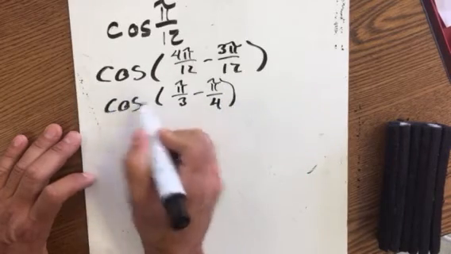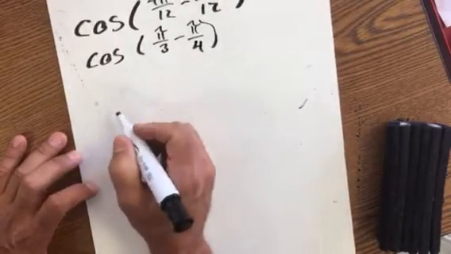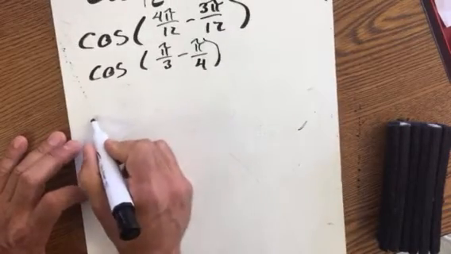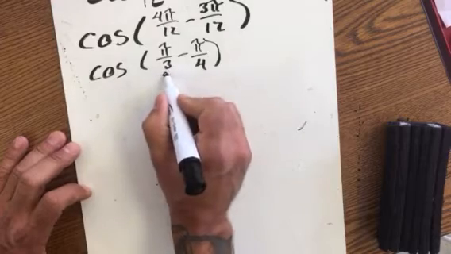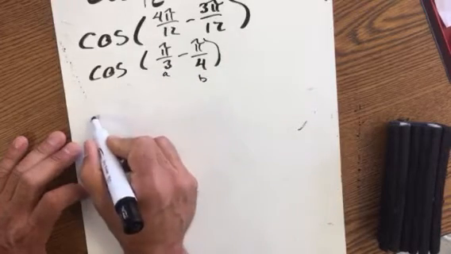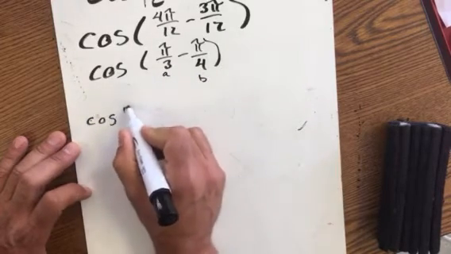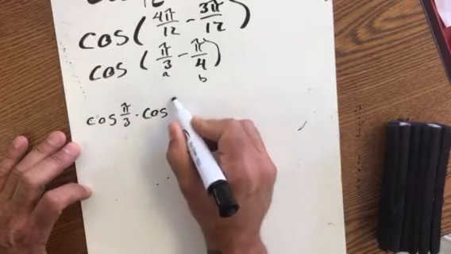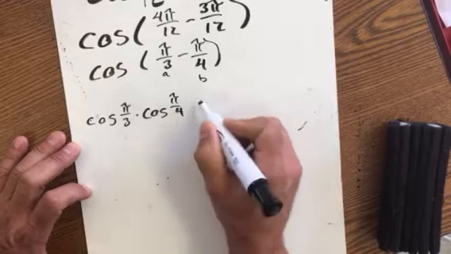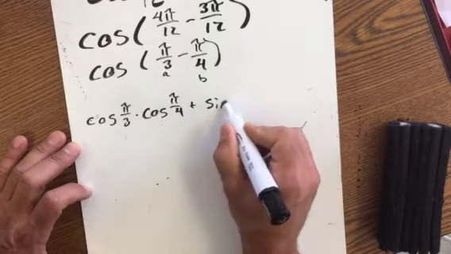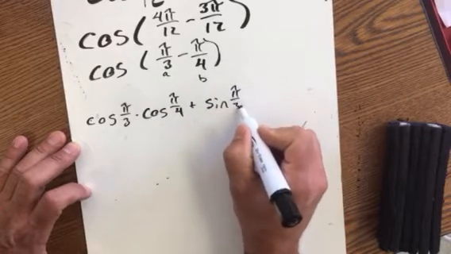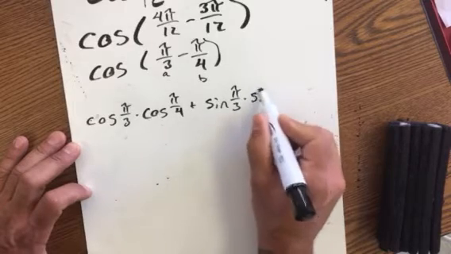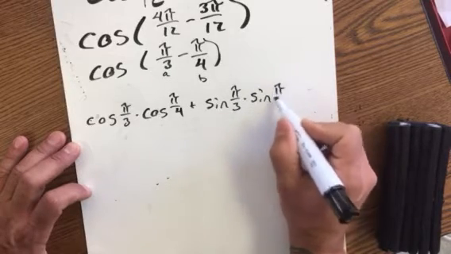circle. So I'm going to use my cosine rule, which says that this is A and this is B. So I'm going to go cosine of pi over 3 times cosine of pi over 4 plus the sine of pi over 3 times the sine of pi over 4.